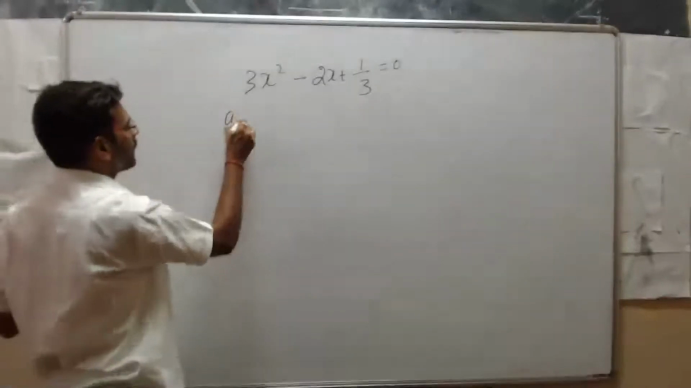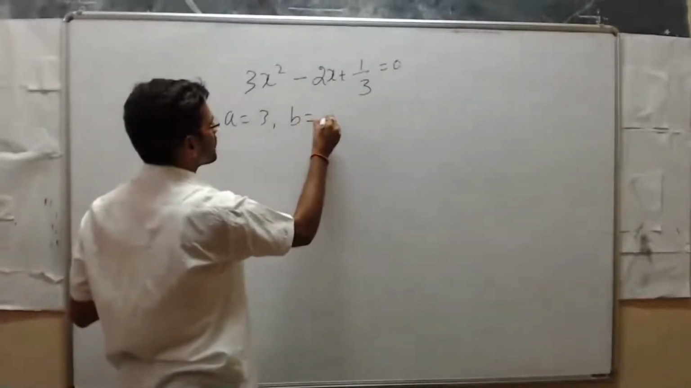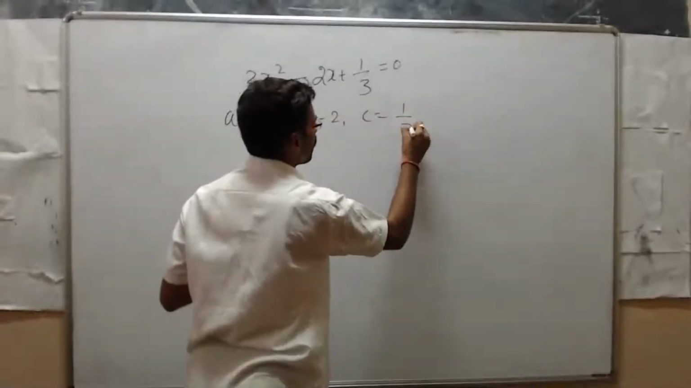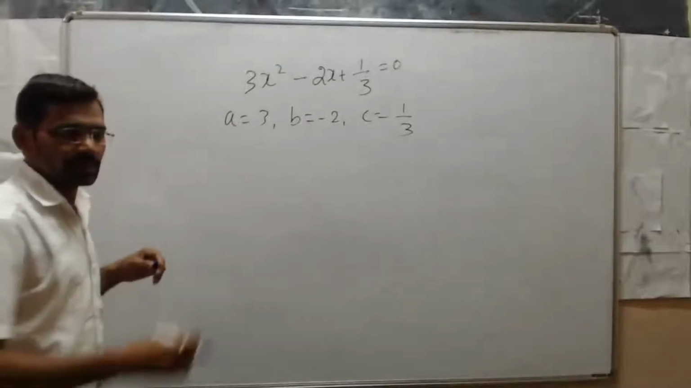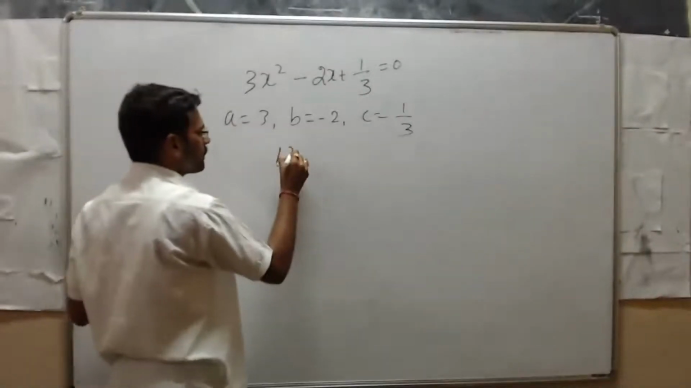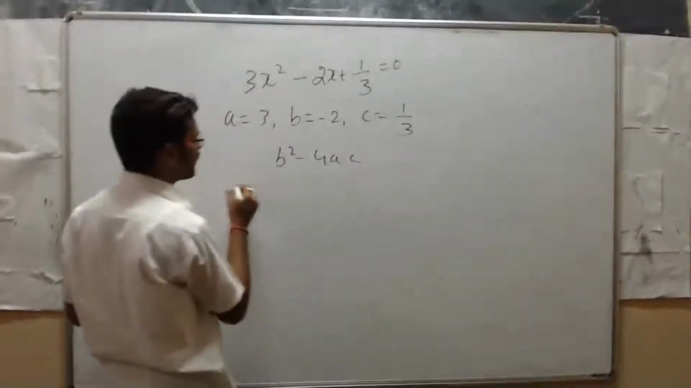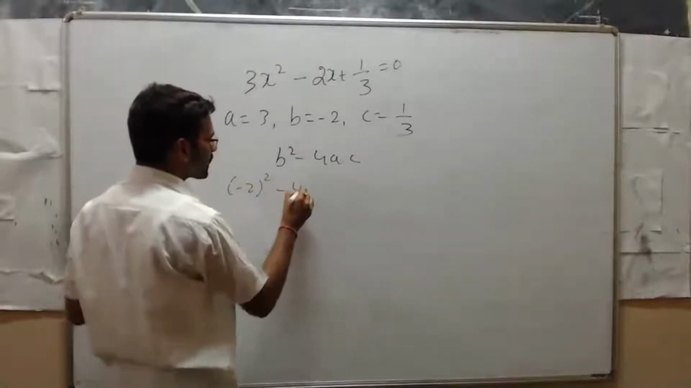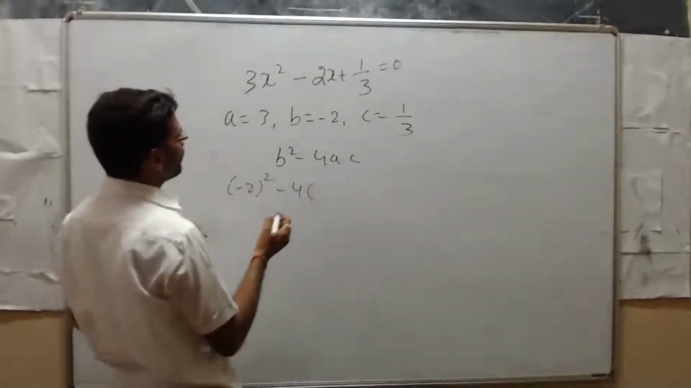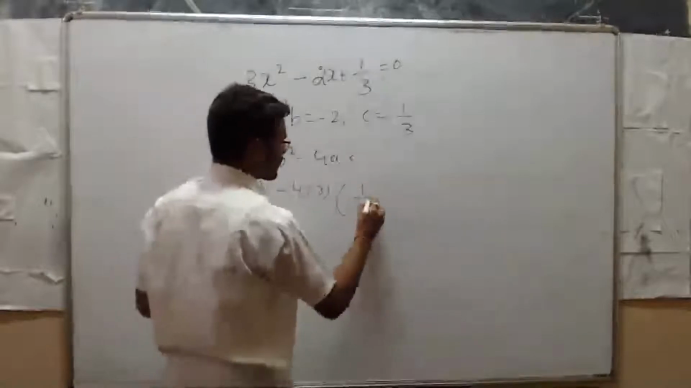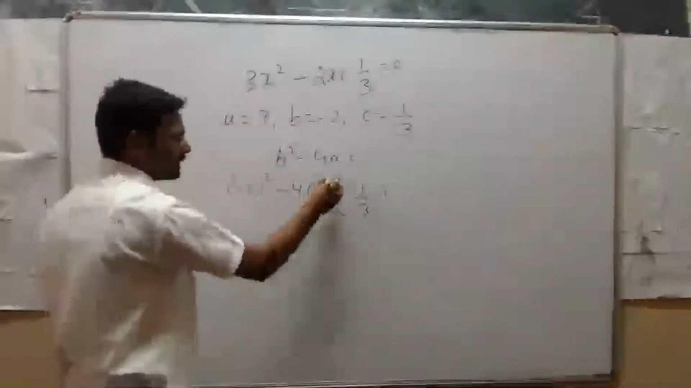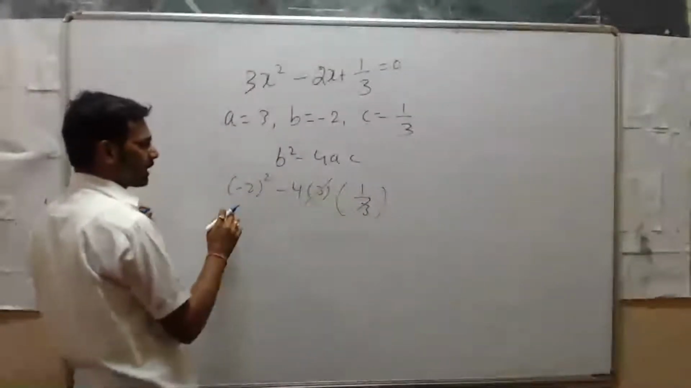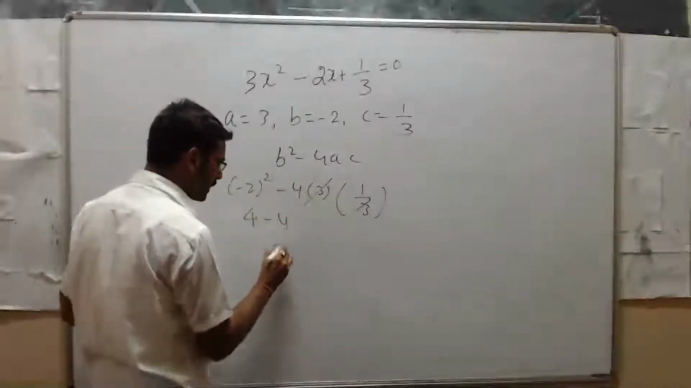First a value is 3, b value is minus 2, c value is 1 by 3. Discriminant part means b square minus 4ac. B value is minus 2 whole square minus 4 into a value is 3, c value is 1 by 3. Then 3 gets cancelled, minus square is plus 2 square is 4 minus 4 is equal to 0.